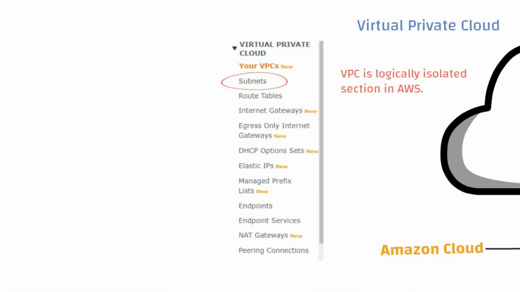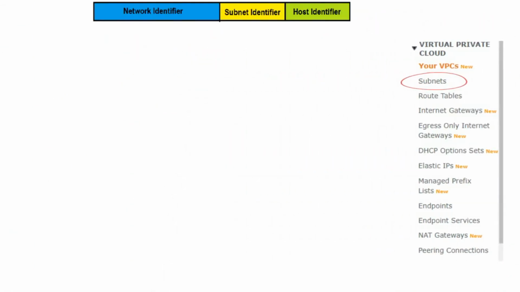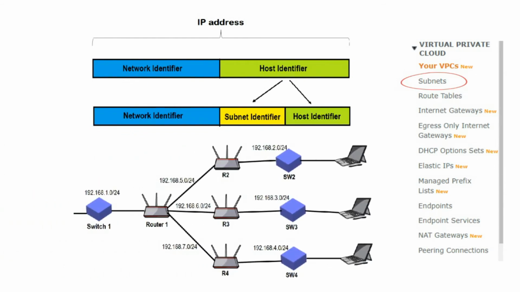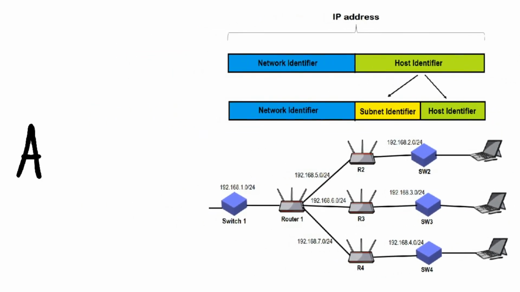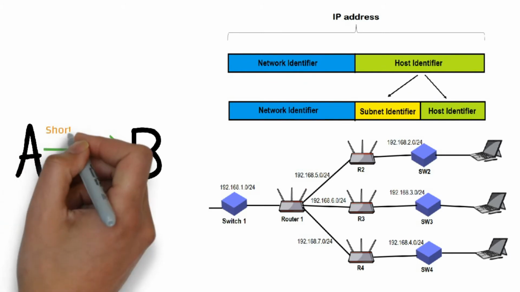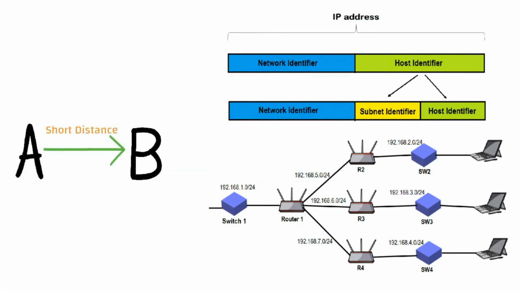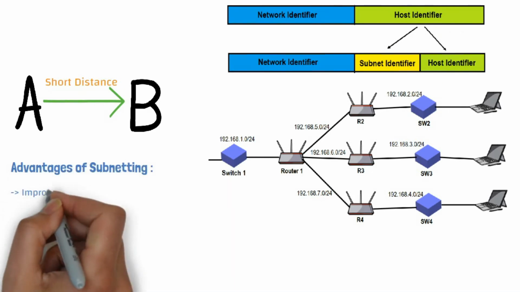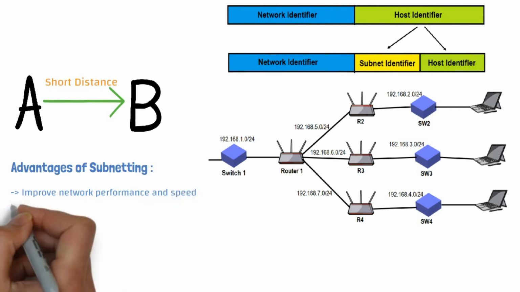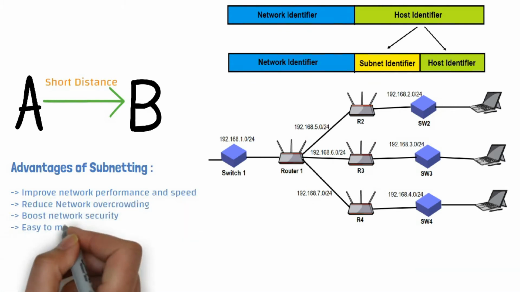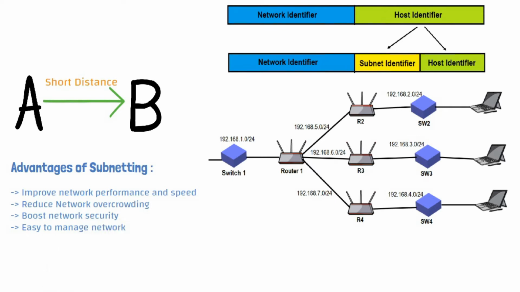Next is Subnet. A subnet or subnetwork is a logical subdivision of an IP network. The practice of dividing a network into two or more networks is called subnetting. Through subnetting, network traffic can travel a shorter distance without passing through unnecessary routers to reach its destination. Advantages of subnetting are: improve network performance and speed, reduce network overcrowding, boost network security, and easy network management.